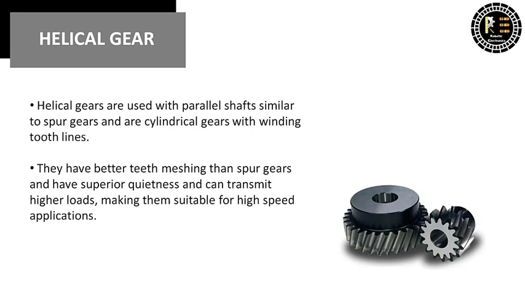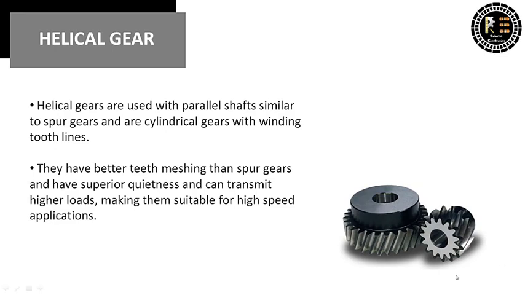Next one is the helical gear. Helical gears are used with parallel shafts similar to spur gears, and are cylindrical gears with winding tooth lines. They have better teeth meshing than spur gears and superior quietness, and can transmit higher loads, making them suitable for high-speed applications. When using helical gears, they create thrust force in the axial direction, necessitating the use of thrust bearings. Helical gears can come with right hand and left hand twist, and require opposite hands for the mesh pairing.